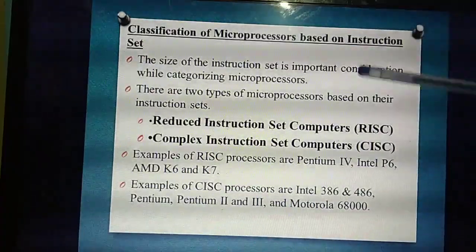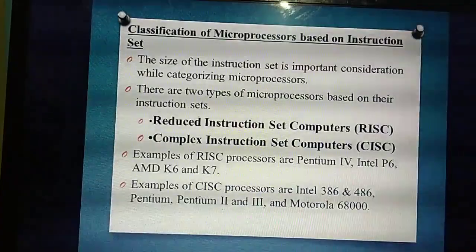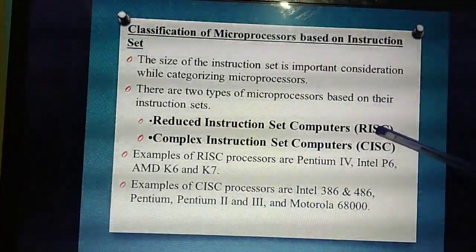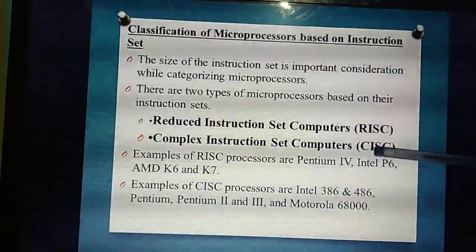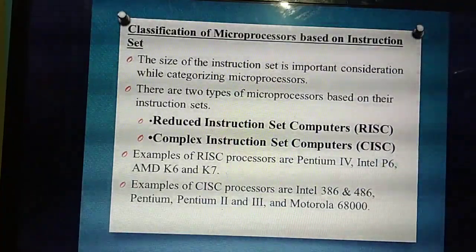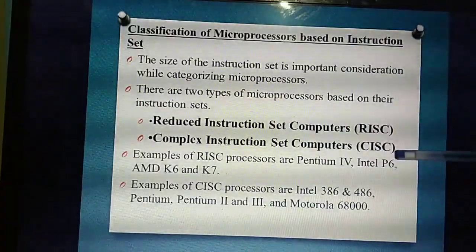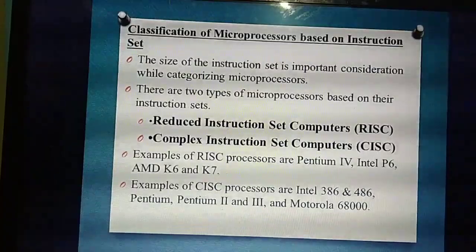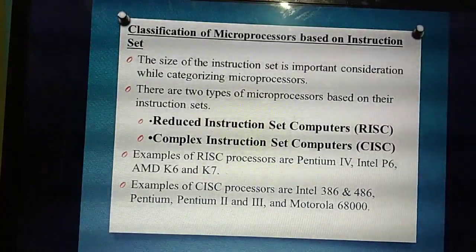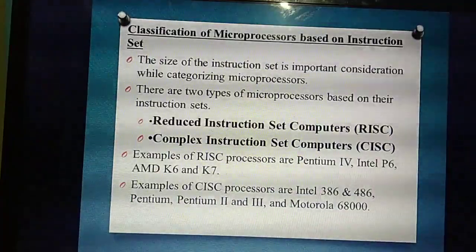Based on the instruction set, they are classified into two types. What are they? Reduced instruction set, that means RISC. Next, complex instruction set, CISC. Two kinds: reduced instruction set and complex instruction set. How are they classified? Based on the size of the instruction, how much volume you are giving the microprocessor to execute.